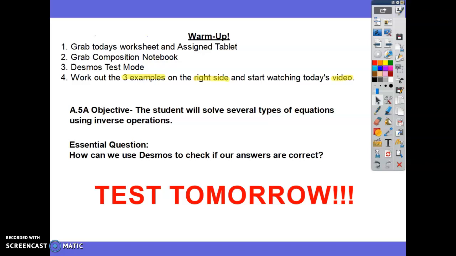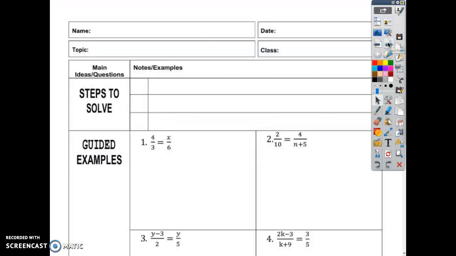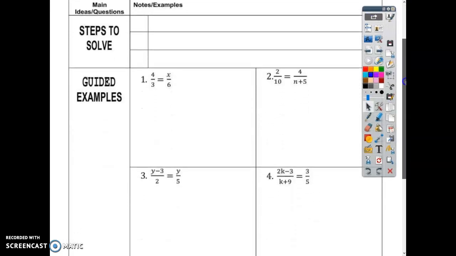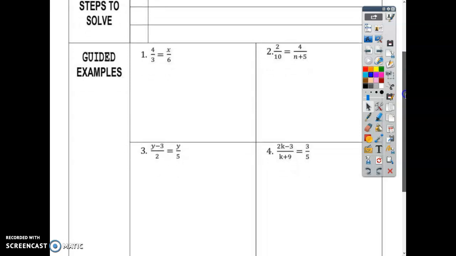All right, guys, there's a test tomorrow. So today, what we're doing today is a review. Everything that you do today on the quizzes will be on the test tomorrow, and what we practice today will be on the test tomorrow. So the first 4 examples are new things, but not really, because it's still solving equations.